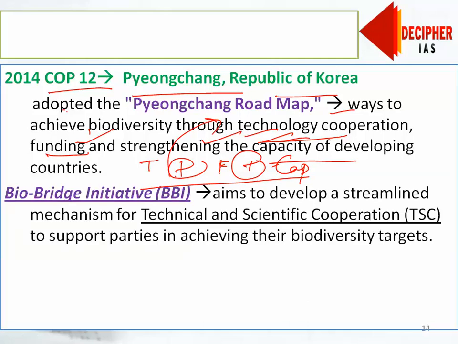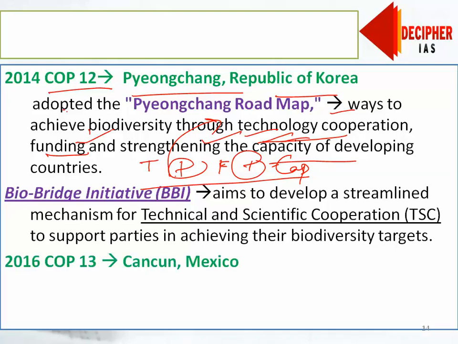Then there was BioBridge initiative. It was a mechanism for technical and scientific cooperation. For example, different countries, different scientists working in different fields will come together and explore the interdisciplinary approach to conserve, or they will gain from each other regarding the conservation of biodiversity and how to achieve their biodiversity targets with the help of use of technology and science.